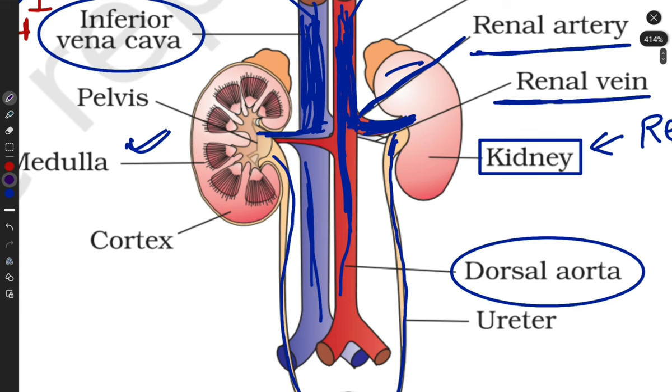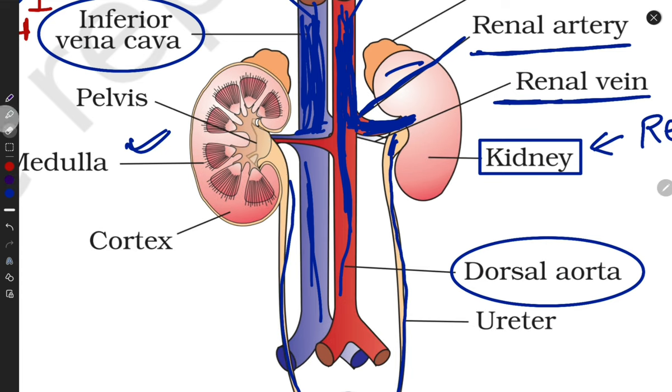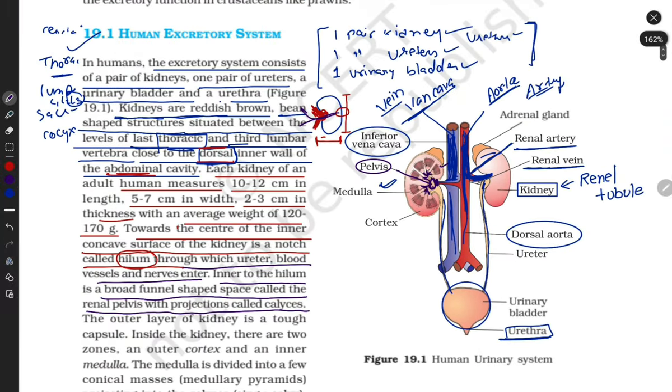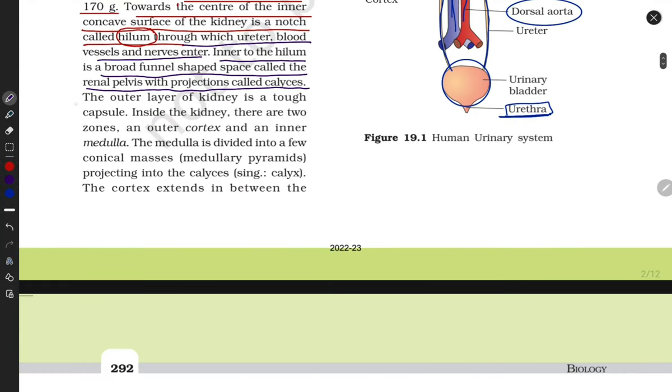Look here. This is the hilum where the renal artery, renal vein and ureter are connected, and this is the pelvis region. And these are the pyramids. These are the calyces. Clear guys? Very clear.